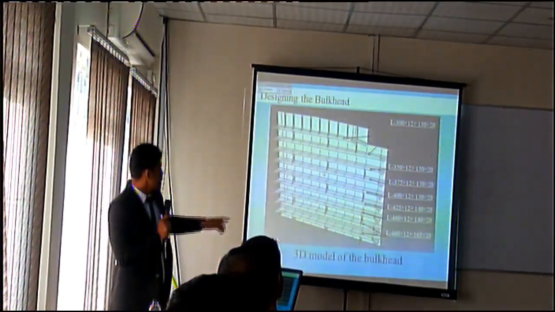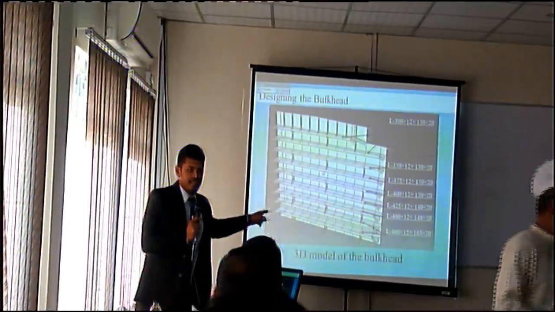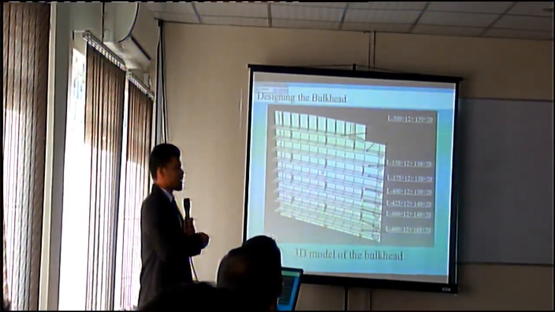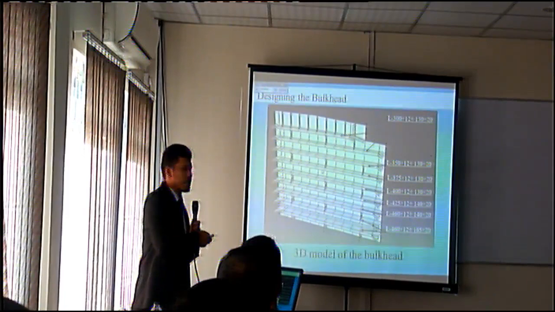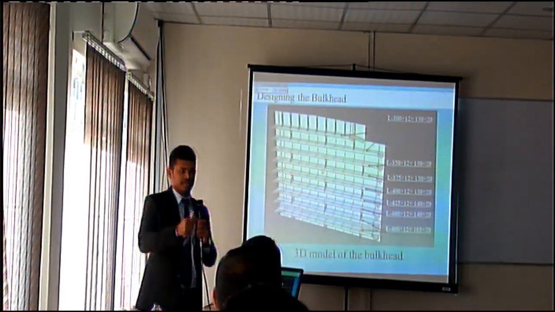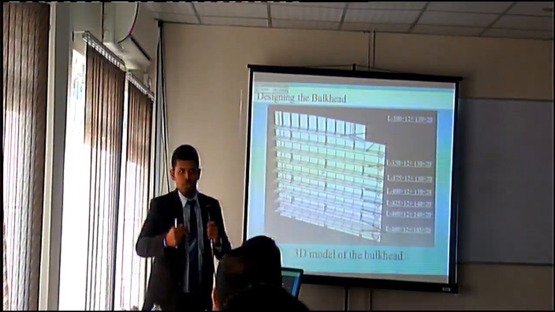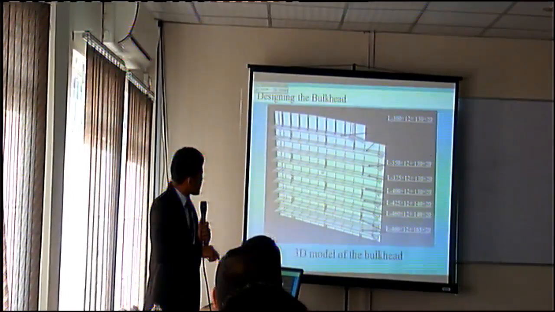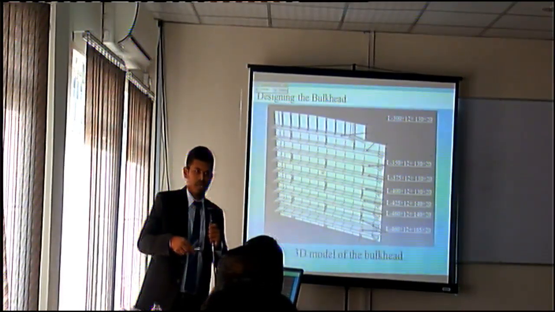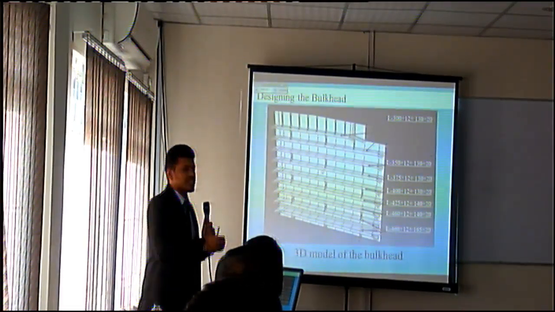Because when we analyzed this structure, in the other regions the factor of safety is more than 3. But in some regions, in the connection, the factor of safety is less than 2. Keeping the material the same, it's not increasing my cost. Okay, so make the structure more reliable.